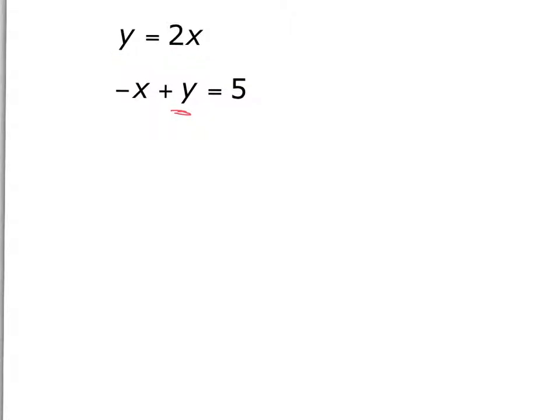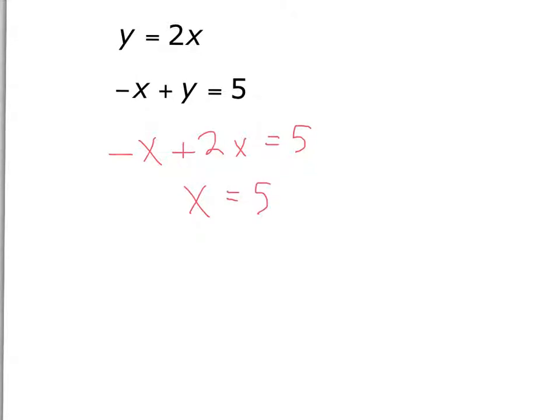Let's rewrite that equation. Instead of y, we'll put 2x. So we have negative x, and instead of y, I have 2x, and that all equals 5. If you take a negative x and you add 2x to it, that gives you 1x.